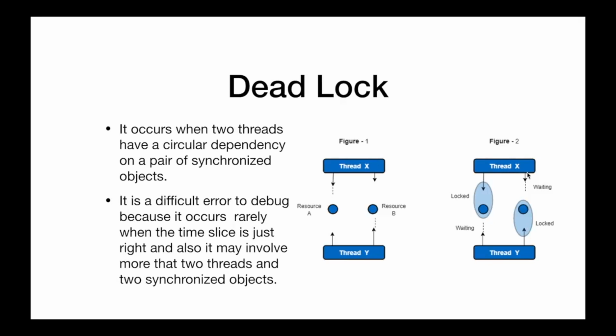B. Now X is waiting to enter into the monitor of resource B and Y is waiting to get into the monitor of resource A. So both will be locked. This condition is called a deadlock. It is difficult to debug the error of deadlock because it occurs very rarely when the time slice is just right, and it may involve more than 2 threads and 2 synchronized objects.